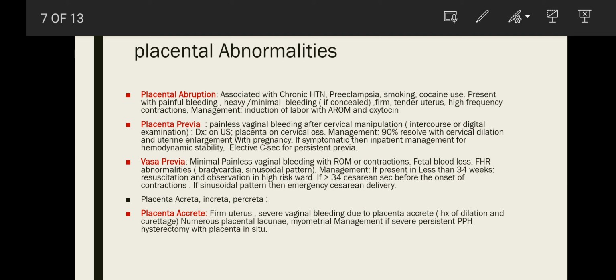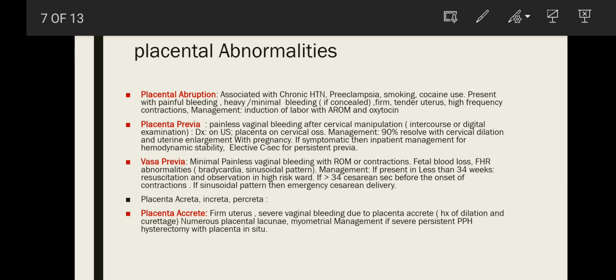It presents with minimal painless vaginal bleeding. Why minimal? Because this blood comes directly from the fetus, not the mother. And we know the total blood volume in a fetus is less, so there's minimal bleeding. Minimal painless vaginal bleeding occurs with rupture of membrane or contractions. Due to the fetal blood loss, there is fetal bradycardia. This blood is coming from the fetus, which causes fetal distress, fetal bradycardia, and a sinusoidal pattern on ECG.